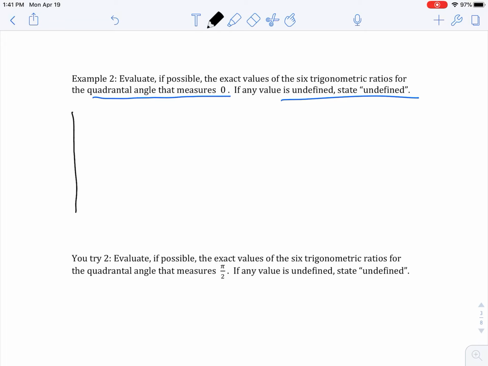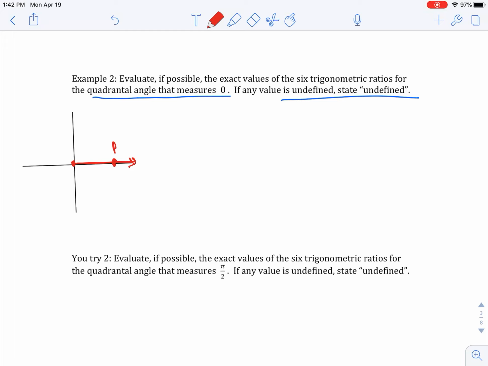So here's our y-axis and our x-axis, and we need a 0 degree angle. So of course the initial side is here, and if it's 0 degrees, then the terminal side is also here. So the initial side and the terminal side are at the same place. So remember the rule for how you find the trig ratios. First, you have to pick some point P that's on that terminal side. And I can pick any point that I want that's on the terminal side.